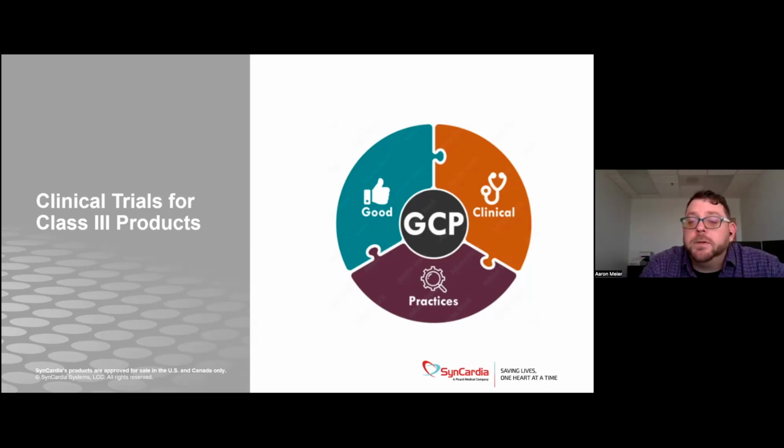And now we'll move into the next phase, right? Because this is the important part, right? Clinical trials for class 3 products. What's the point of the clinical trial, right? What's the point of the overall development process? It is ensuring a safe and effective product. Goes back to that concept of risk management, right? Risk management is about ensuring a safe and effective product.